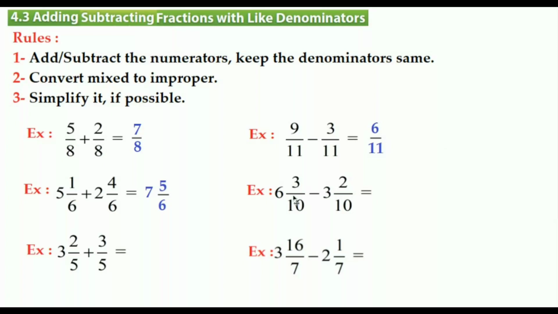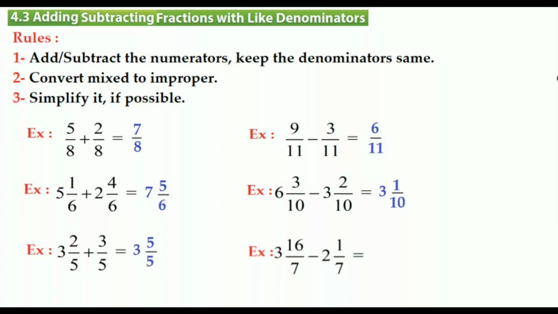Let's see another example. 6 and 3 over 10 minus 3 and 2 over 10. Everybody, if you have wholes, first you can subtract the wholes. 6 minus 3 is equal to 3. This is the numerator and this is the numerator. 3 minus 2 is equal to 1 and the denominator stays the same. Sorry, 3 minus 2 is equal to 1. So 3 and 1 over 10.